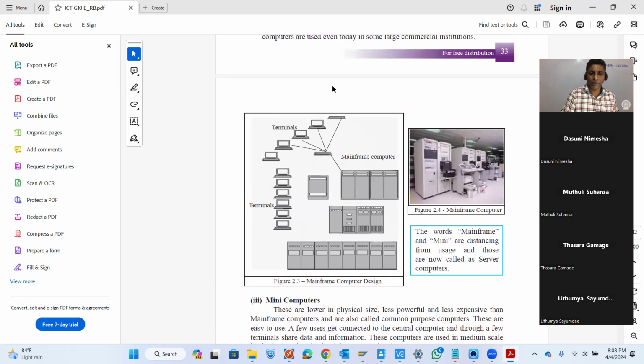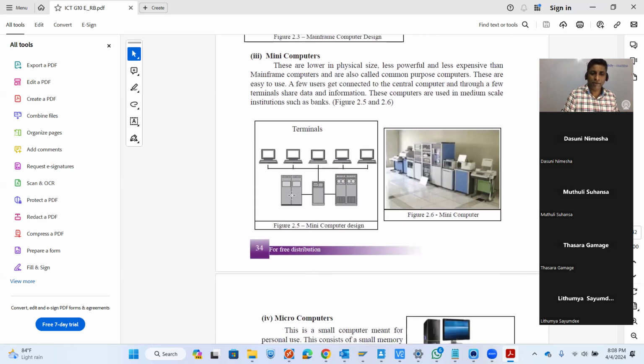If you say here we can connect 1000 terminals, here maybe we can connect 50 or 100 terminals likewise.